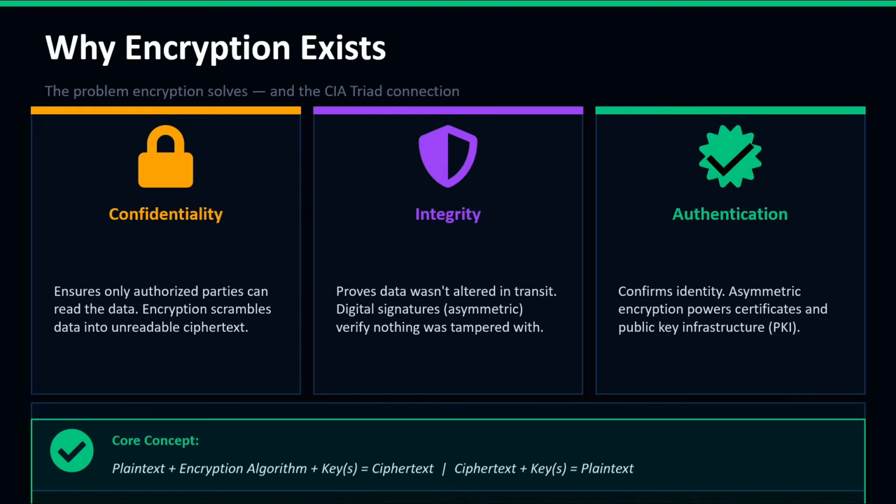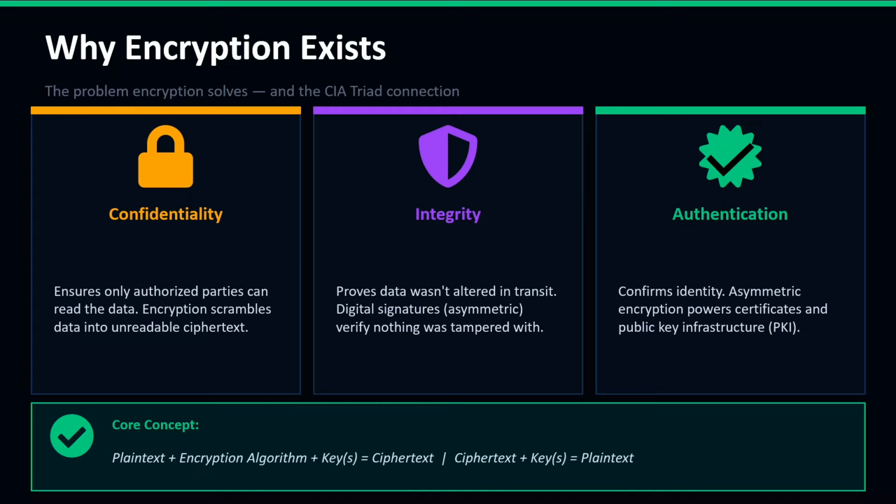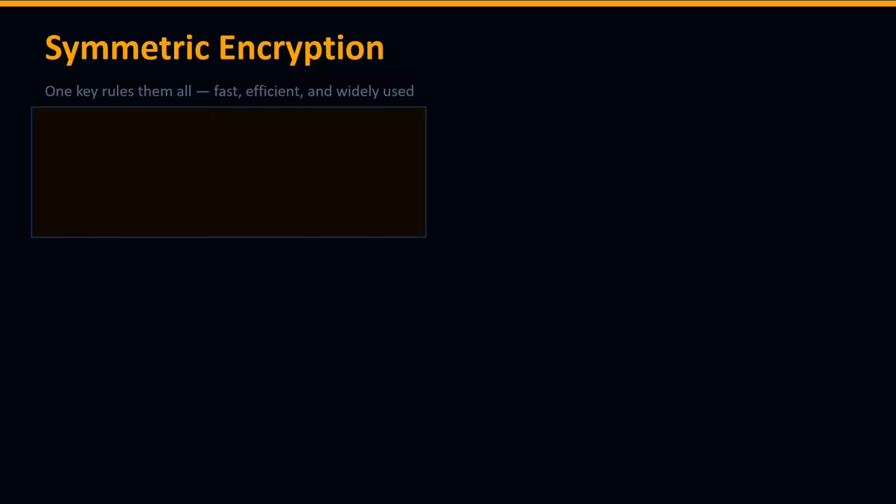Now here's a formula to burn into your memory, which we will go over more in the video. Plaintext plus an encryption algorithm plus a key equals ciphertext. To reverse it, ciphertext plus the right key equals plaintext back. Everything we discuss today is going to be a variation of this core concept. Let's move on to symmetric encryption.